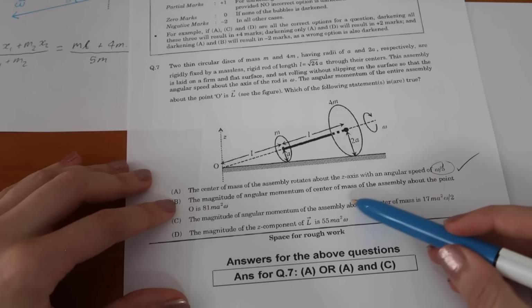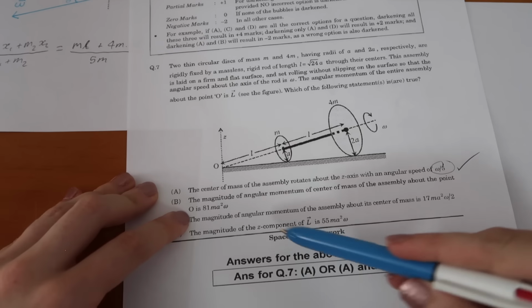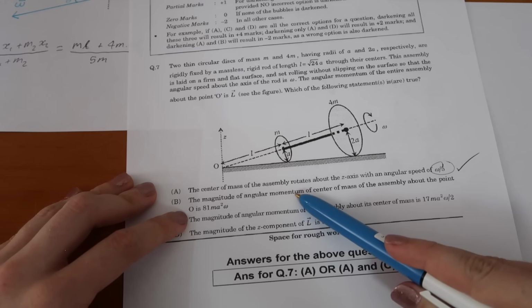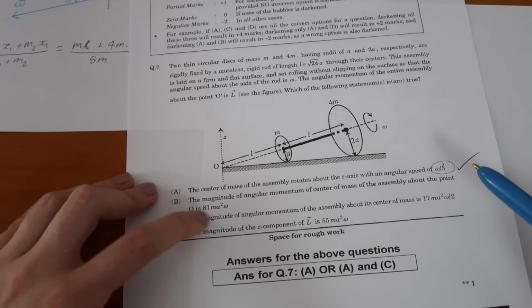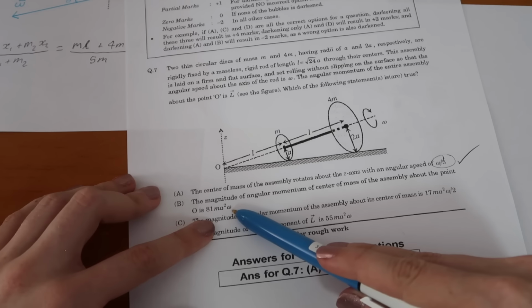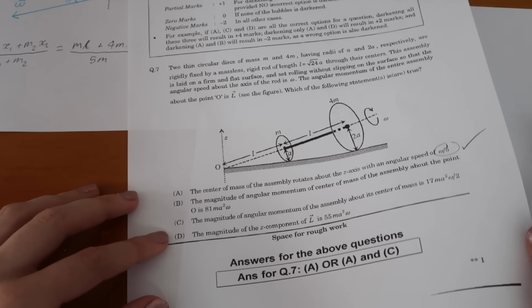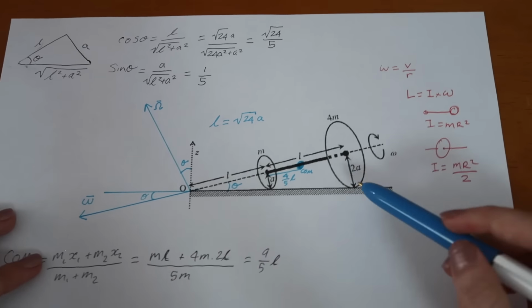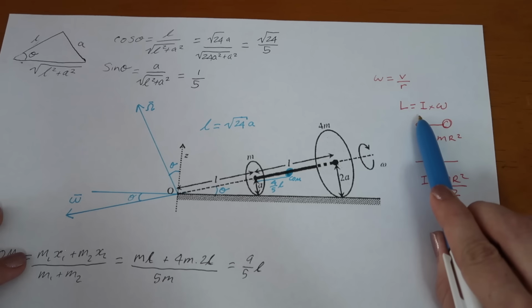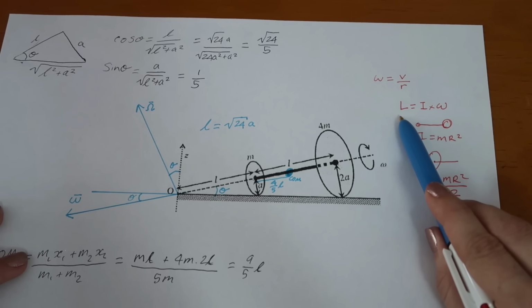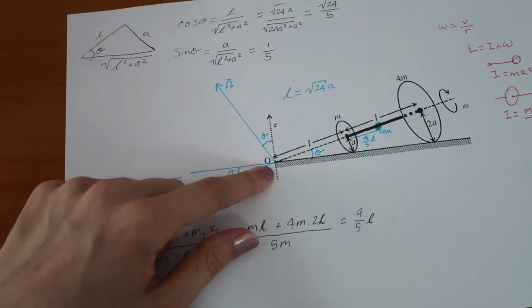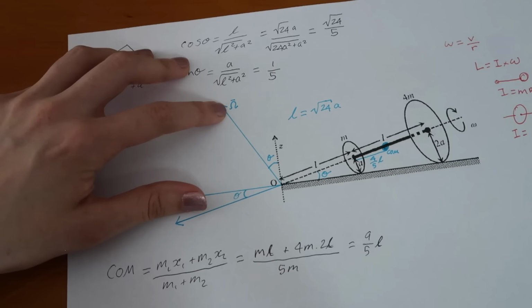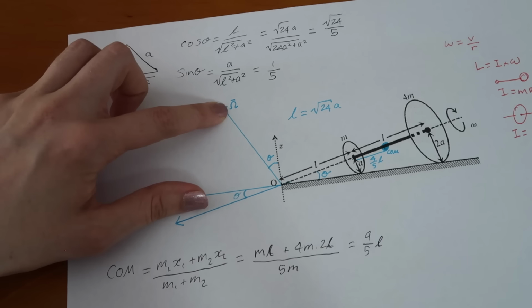Let's now look at part B, and we want to see if the magnitude of the angular momentum of the center of mass of the assembly about the point O is this value, 81 ma squared omega. Okay, so let's see if there's any truth to that. So what are we going to use for this? It's our trusty formula here, that our angular momentum can be found by multiplying together our angular velocity and moment of inertia. Now for around the point O, we already know what our angular velocity is going to be, and all we need to do is find our moment of inertia.